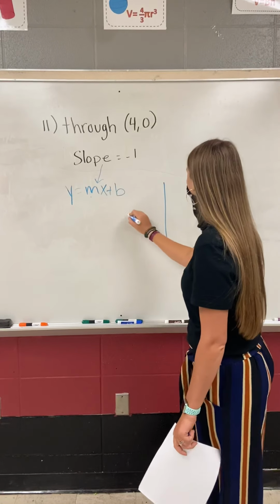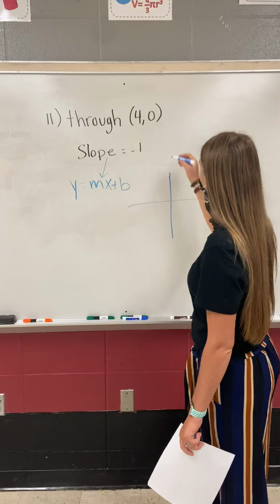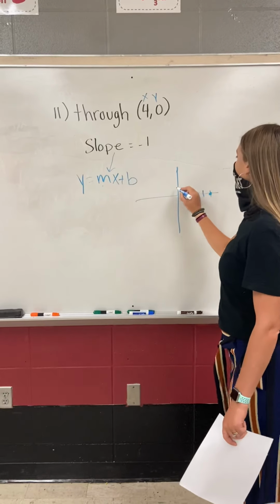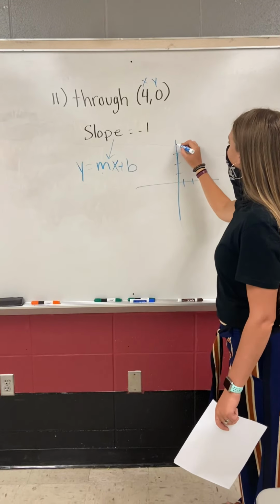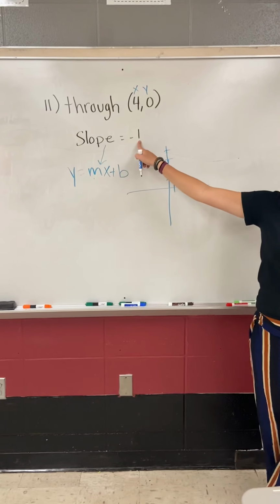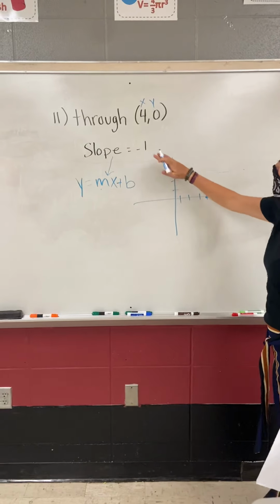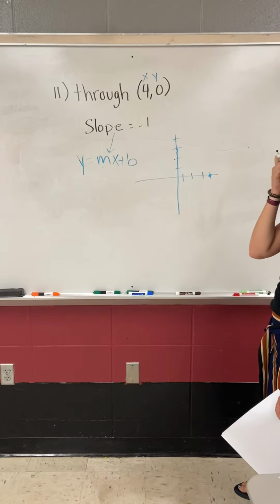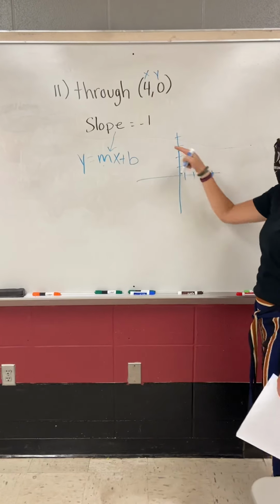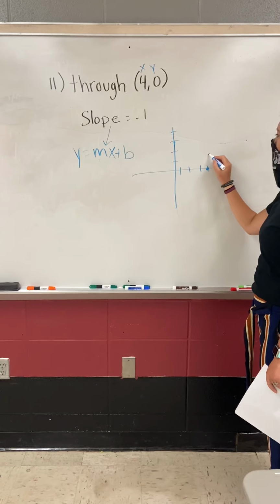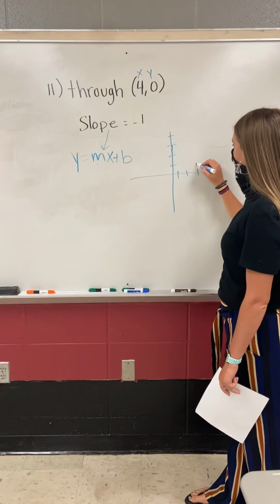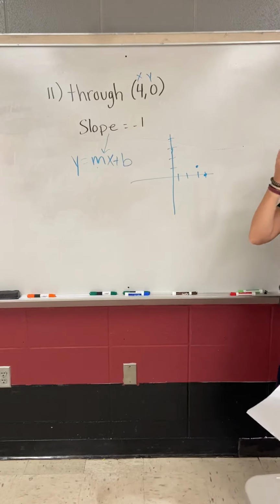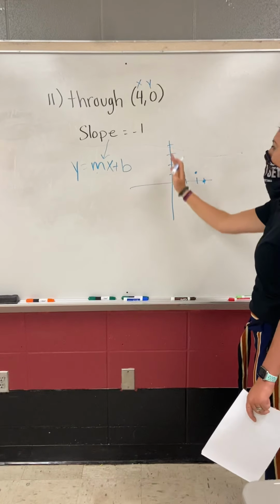So I'm going to graph the point (4, 0). So this is my x, this is my y. I'm going to go over 4 and up none. Okay? Now, if I know that my slope is -1, I know my line should be going this way because that's a negative slope. If my line was going this way, that would be a positive. So, since I know I need a negative slope, and my slope is -1, I'm going to go up 1, over 1. And I'm going to keep doing that until I get a point on my y-axis because I need to find my y-intercept. Your y-intercept is where it crosses the y-axis.